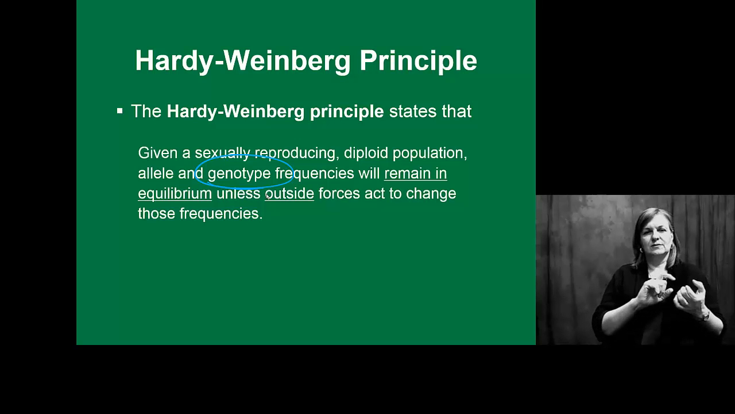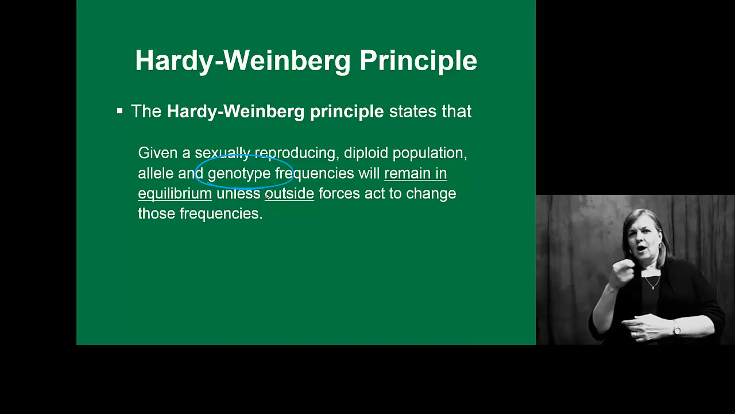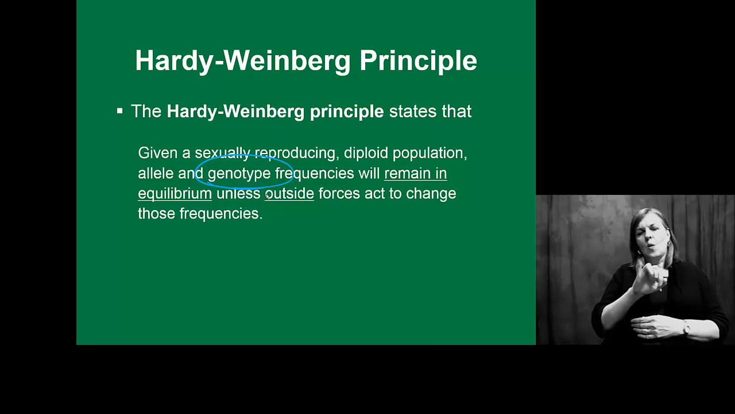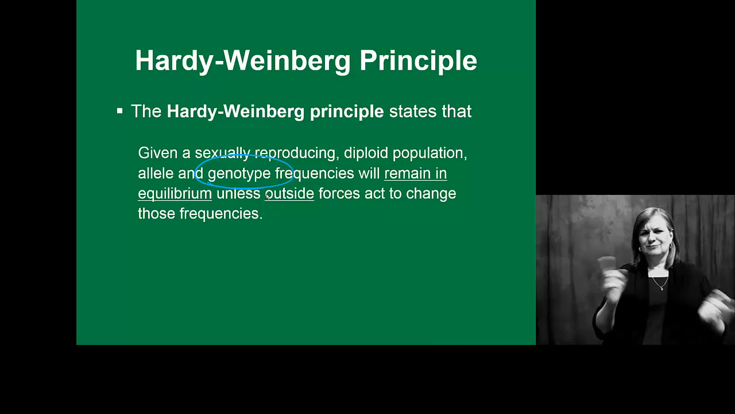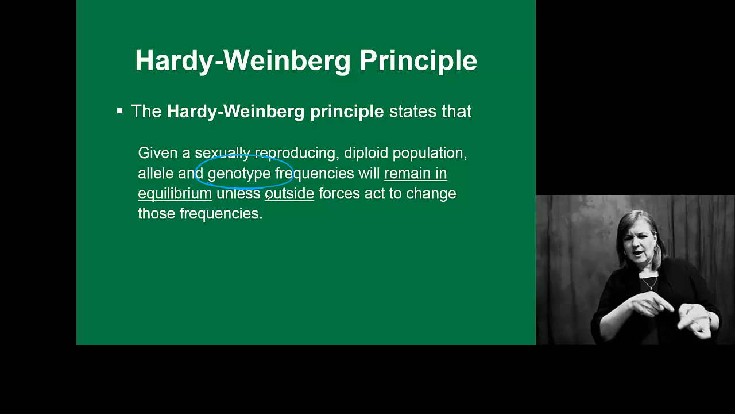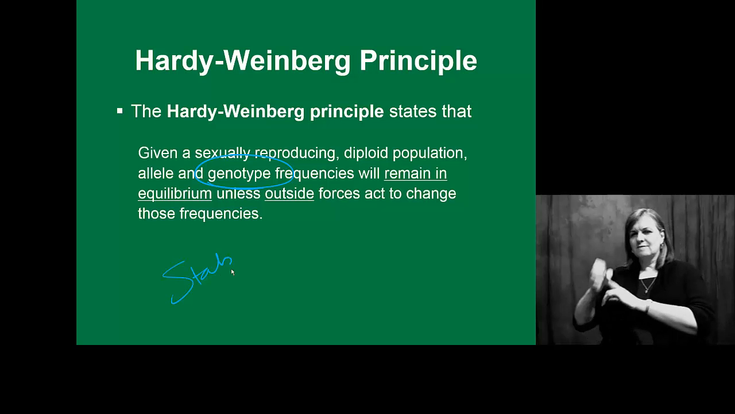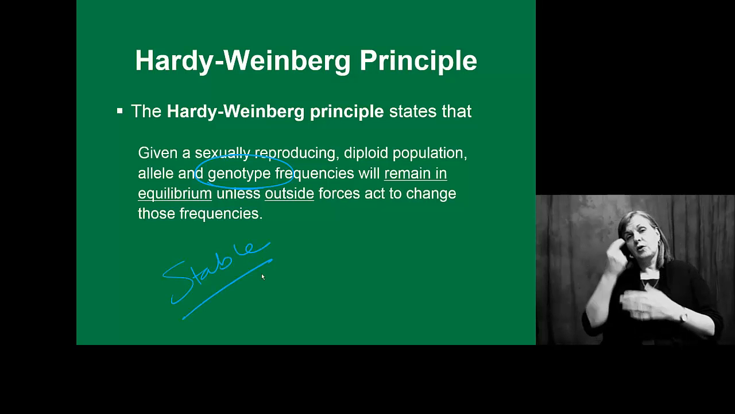change the population. Now, this was a theory produced in the early 20th century by Godfrey Hardy, who was a mathematician, and Weinberg, who was a physician. And they got together and said, hey, there must be something going on here, that these populations will be stable unless something in the environment affects them.